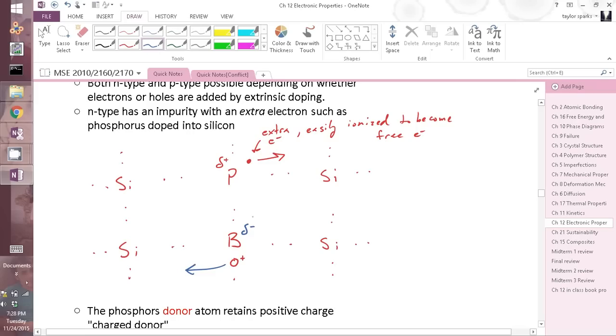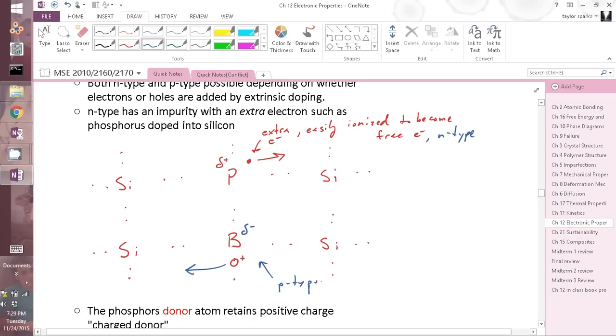So whenever you dope something with extrinsic dopants, it takes a little bit of energy to steal away the electron or the hole that it donates, and then once you do that, you leave behind a charged ion. Okay? So we would say that the phosphorus causes N-type doping, and the boron causes P-type doping.